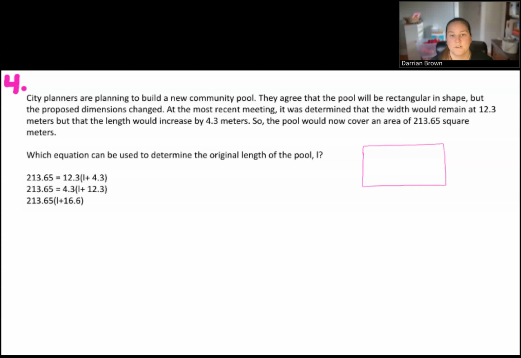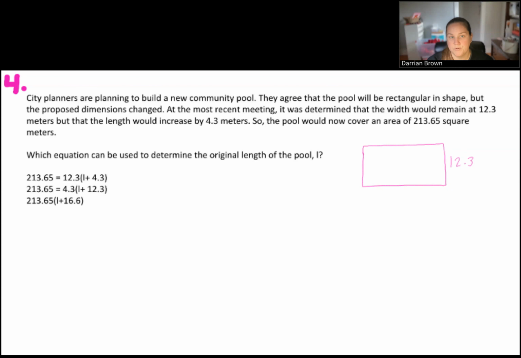So draw yourself a rectangle. Then it says, at the most recent meeting, it was determined that the width would remain at 12.3. So let's go ahead and write the width here on the small side, 12.3. But the length would increase by 4.3 meters.